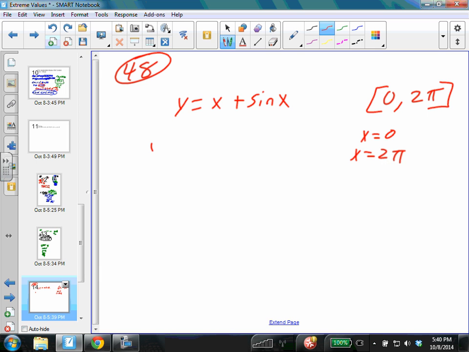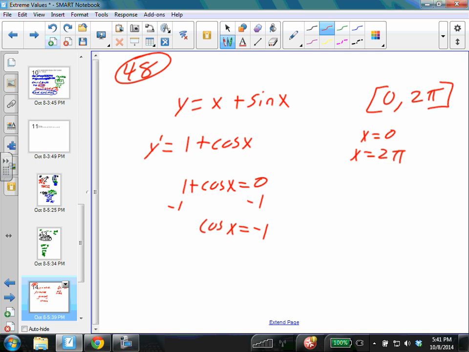So now I'm going to take my derivative, and I get 1 plus cosine of x. And there's no way to make that not exist, right? There's no way for that to not exist. So what we have is that we want to check for 1 plus the cosine of x to equal 0. So I subtract 1 from both sides, and we're looking for cosine of x to equal negative 1.